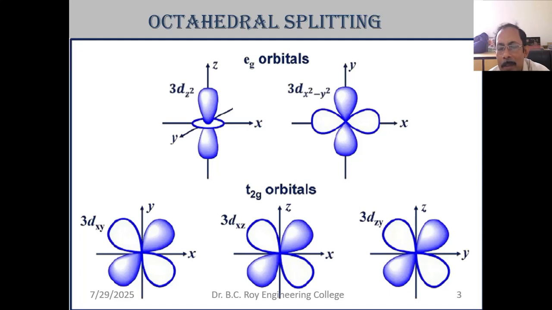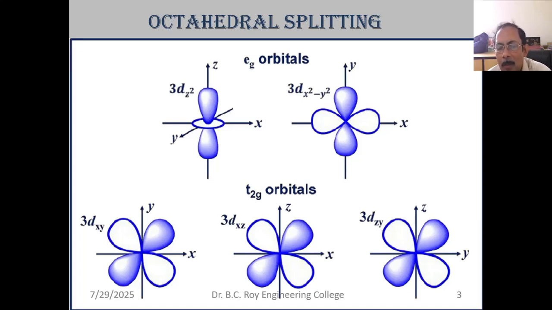Now there are a total of 5 d orbitals present in the metal we are talking about. These 5 d orbitals we can divide into two categories. Some of these d orbitals are in the plane, like dxy, dyz, dzx. They are aligned along the plane. And some d orbitals, actually two in number, are along the axis, like dz2 and dx2 minus y2.